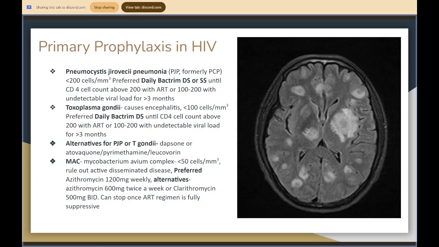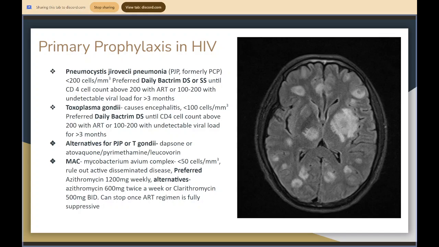MAC is Mycobacterium avium complex. Patients are affected by MAC when their CD4 cell count is below 50, and you always have to rule out disseminated disease. Azithromycin 1200 milligrams is preferred weekly. Alternatives are going to be azithromycin 600 mg twice a week or clarithromycin 500 mg BID. We can stop once the ART regimen is fully suppressing the HIV infection.